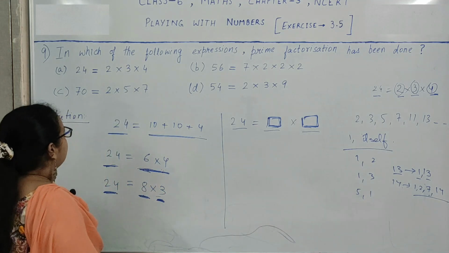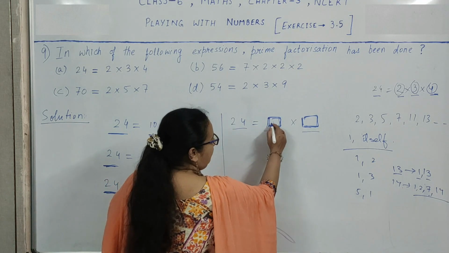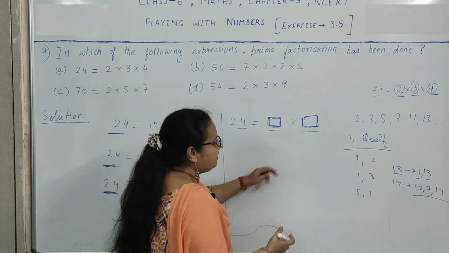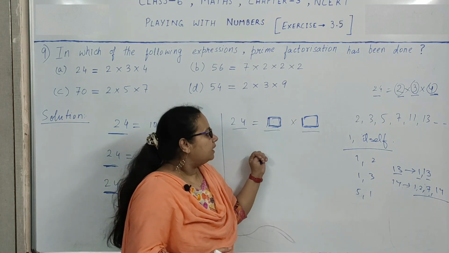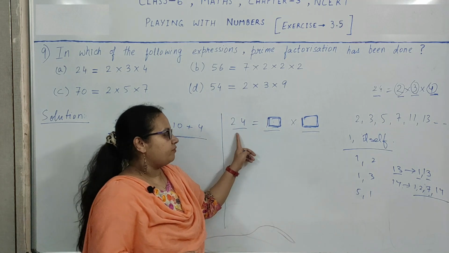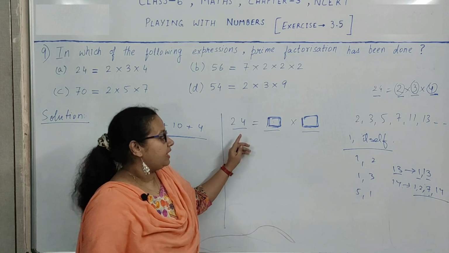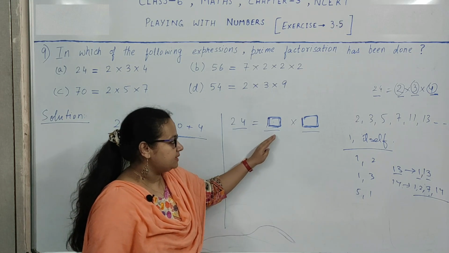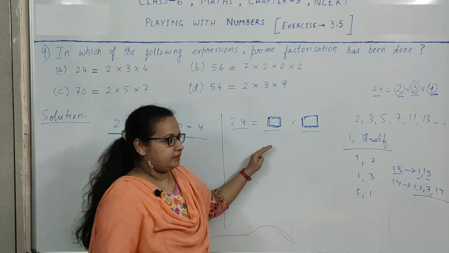Okay, so now you have understood. So what should come here? The prime numbers should come, either 2, 3, 5, 7, 11 or 13, or the other prime numbers can come. When those numbers come in the factorization of any number, then we say that the number is prime factorized. We have done the prime factorization because we have broken the number into its prime factors.